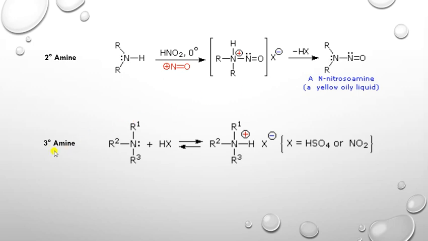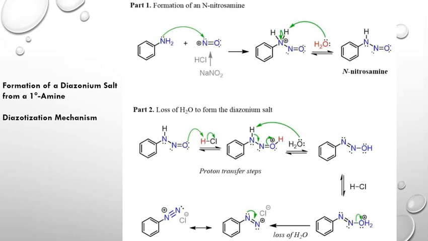In the tertiary amine there is no hydrogen here, so with the reaction with HNO2 or any acid you will get the ammonium ion. Even the N-nitrosoamine will not be produced. So the diazonium salt is prepared from the primary aromatic amine with nitrous acid.